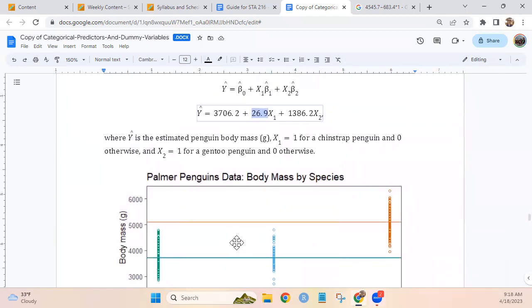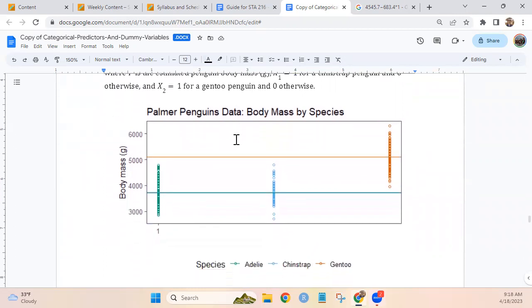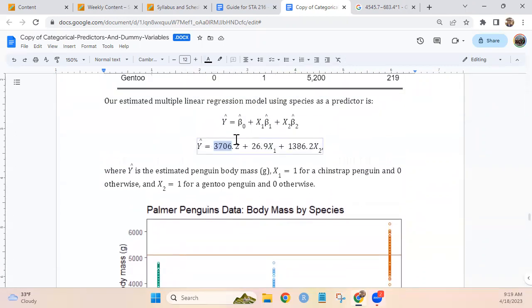And then we have the intercept. So what does the intercept represent here? The average, right? The sample average for the Adelie penguins is given by the intercept, because for Adelie penguins, X1 is 0 and X2 is 0. So for every Adelie penguin, this is the expected or predicted body mass here.